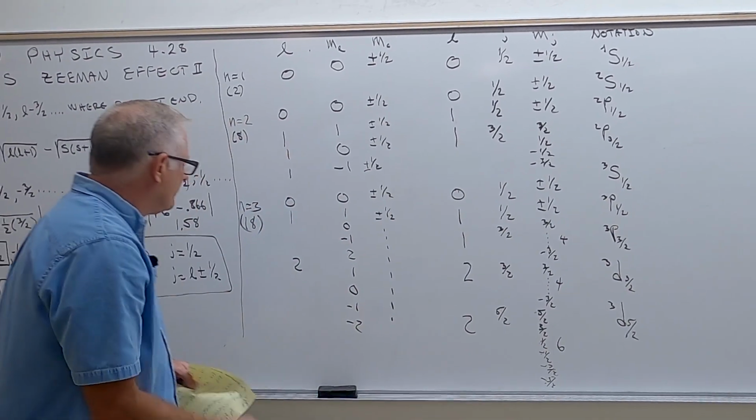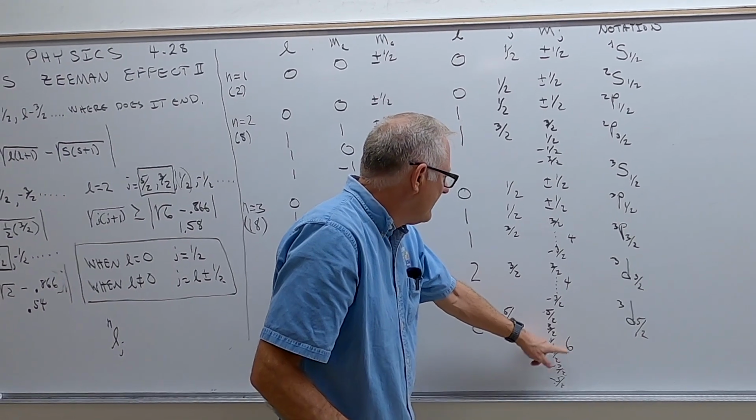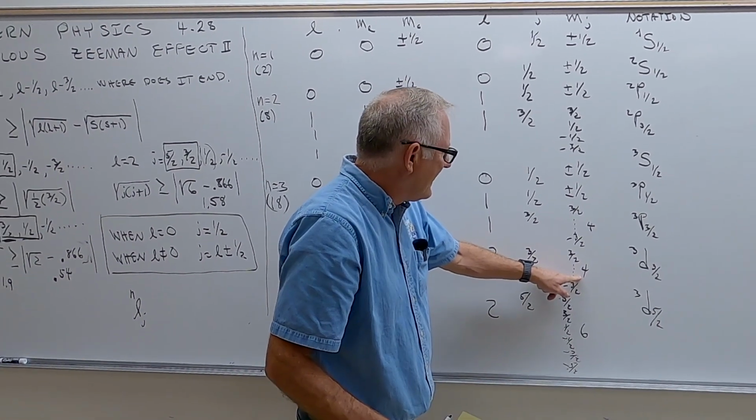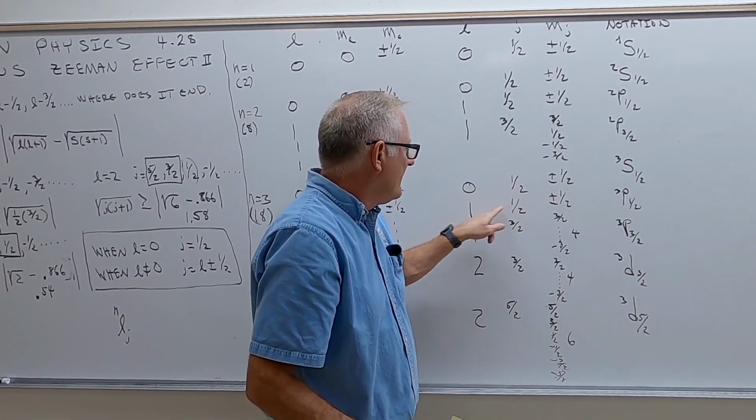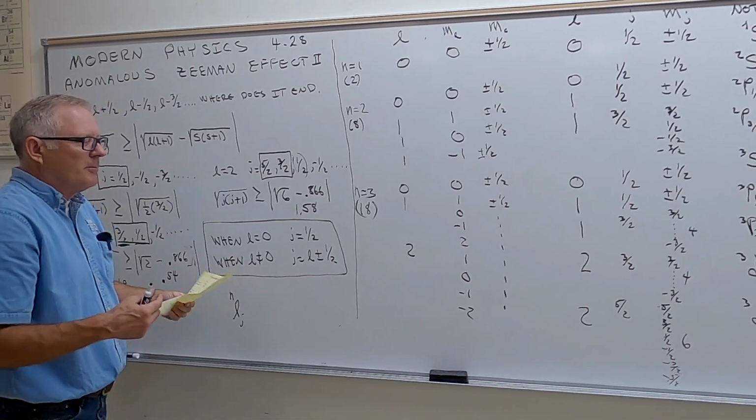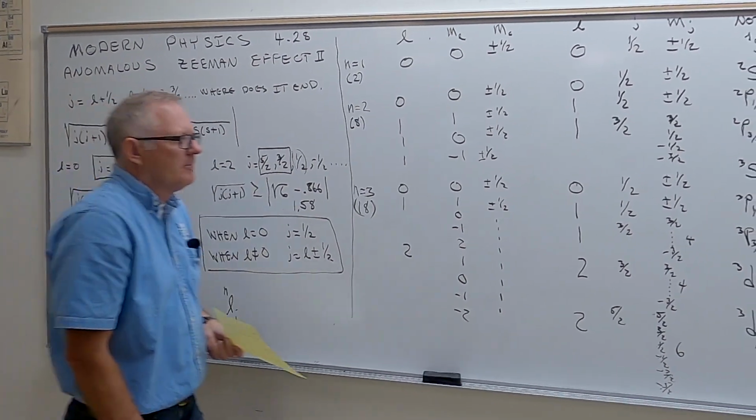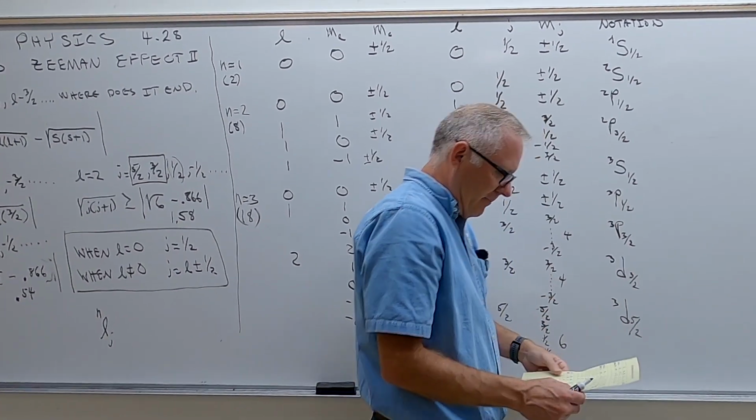Now, we said there was a total of 18. We better have 18 over here. You got 6, you got 4, there's 10, another 4, which is 14, 15, 16, 17, 18. So you still get the same, it has to be, you're just labeling them differently right here. So these are the notations when you have the spin orbit coupling right here.